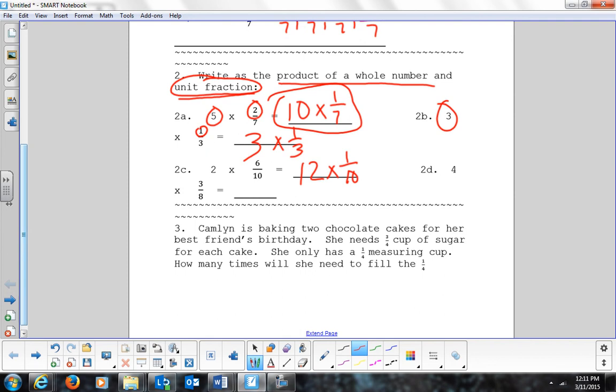Okay, last one. I've got 4 times 3/8. Jessica, what is my unit fraction first? 3/8? No. What is my unit fraction? Isabel? 1/8. So I'm automatically going to have 1/8 here. And what's going to go as my whole number, Esme? How do you know? 4 times 3 is 12, so it's 12 and 1/8.